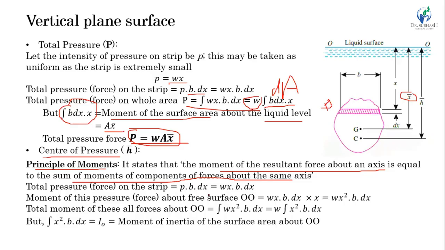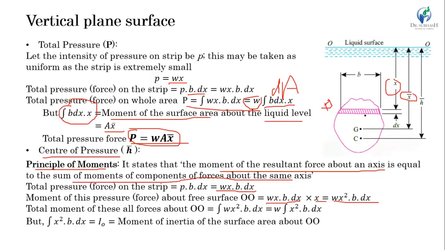Now if we take the moment of this small pressure force dP about the free surface of liquid OO, then we have to consider the distance, which is nothing but the x we have already taken here. So the pressure force times this distance x. In this way we calculate the moment of the small force acting on the strip, which is here w x into b dx times x. So it is omega x square into b dx.